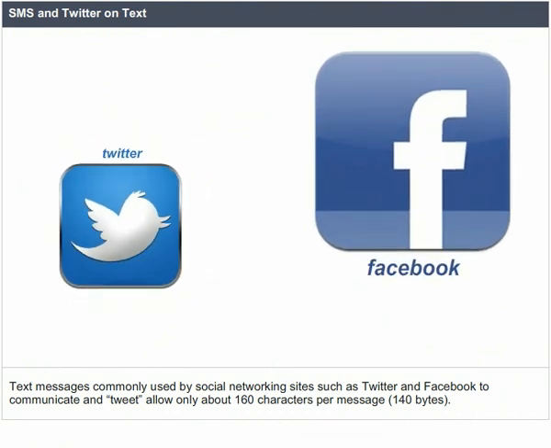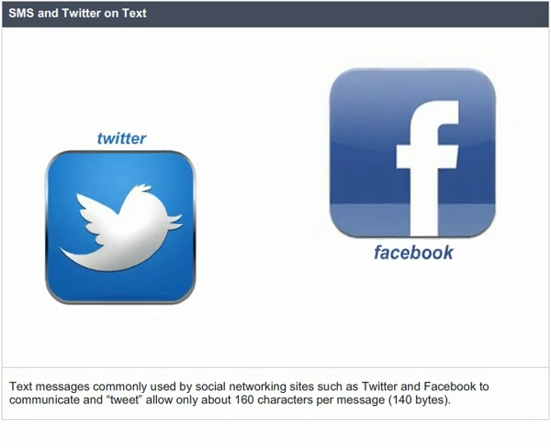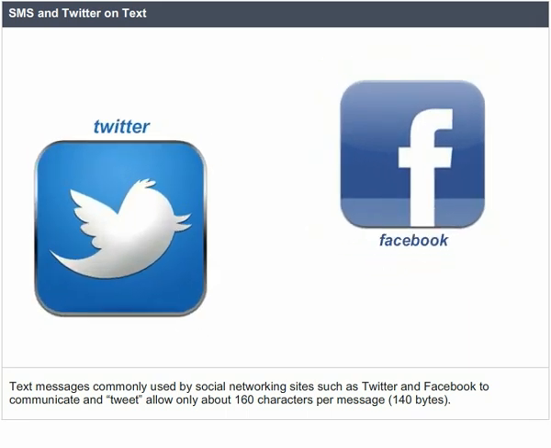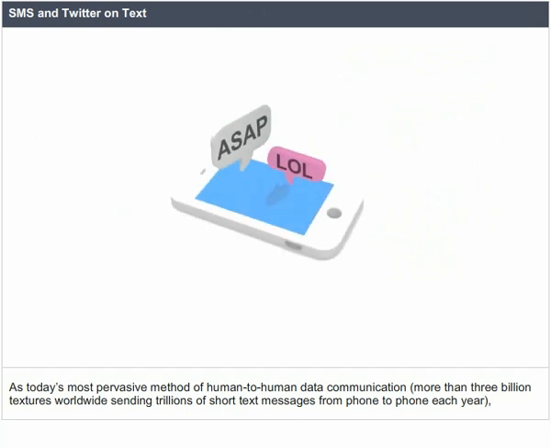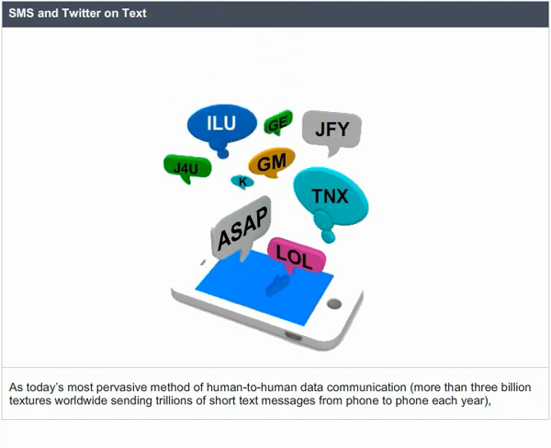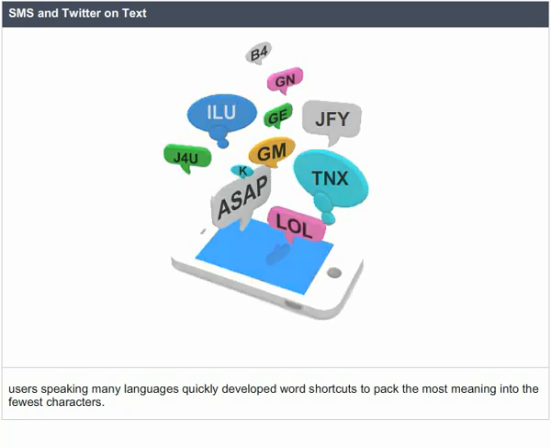messages, commonly used by social networking sites such as Twitter and Facebook to communicate and tweet, allow only about 160 characters per message, 140 bytes. As today's most pervasive method of human-to-human data communication, more than 3 billion texters worldwide send trillions of short text messages from phone to phone each year. Users speaking many languages quickly developed word shortcuts to pack the most meaning into the fewest characters.